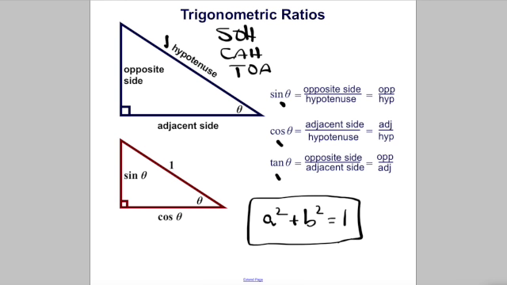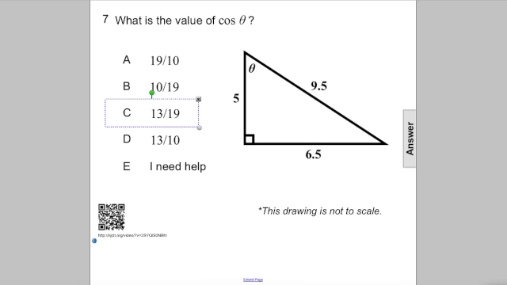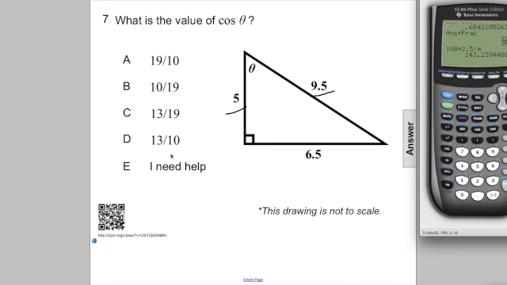All right, turning over. Okay, now the value of cosine of theta in this problem, you have to look for theta and find out what the adjacent is, and then what the hypotenuse is. The adjacent in this case is 5, and the hypotenuse is 9.5. So we're going to literally divide 5 by 9.5.